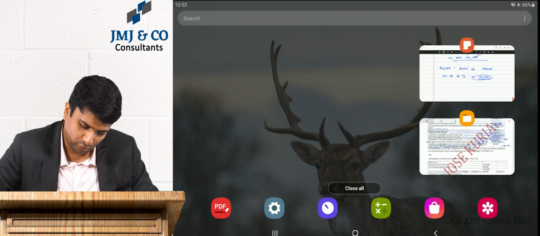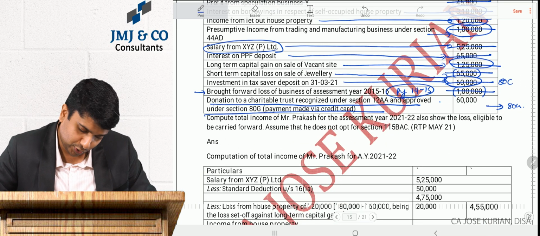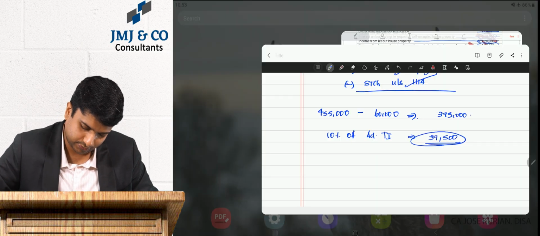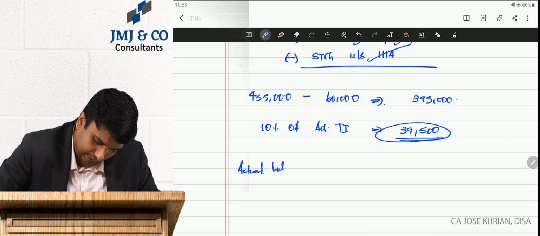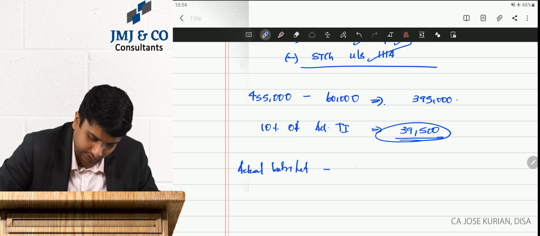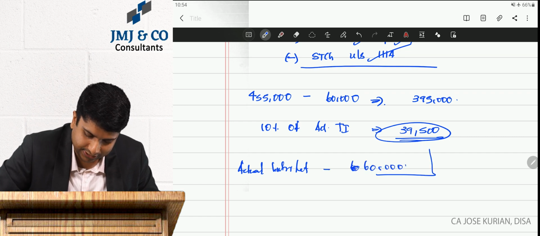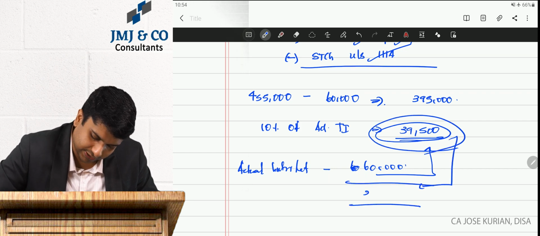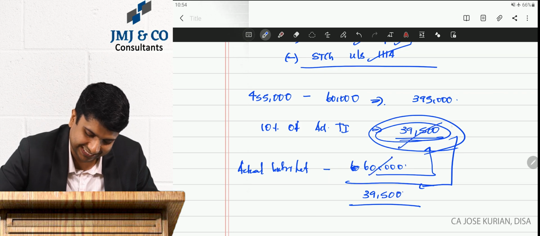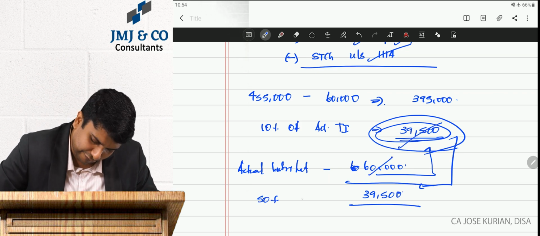Now friends, what is the amount which you have contributed? The amount which you have contributed is only 60,000. So the actual contribution is 60,000. But your ceiling limit is 39,500. Alright. So the actual contribution is subjected to 39,500. You have actually contributed 60,000, but the maximum deduction is 39,500.